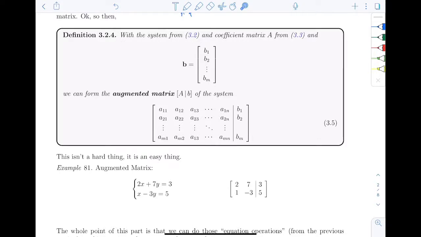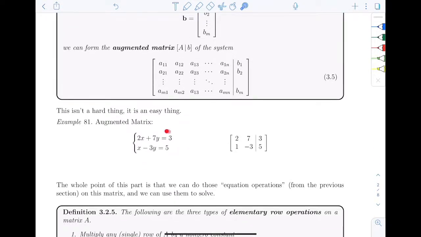And this isn't a hard thing, this is an easy thing. So for example, here's a system, 2x plus 7y equals 3 and x minus 3y equals 5. This augmented matrix is just 2, 7, 3, 1, negative 3, 5.